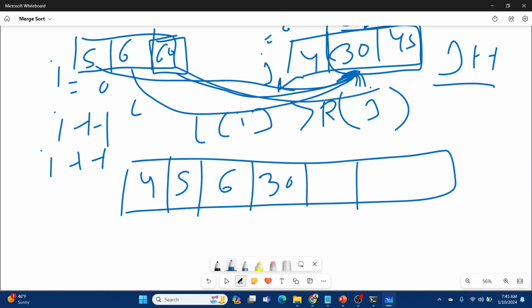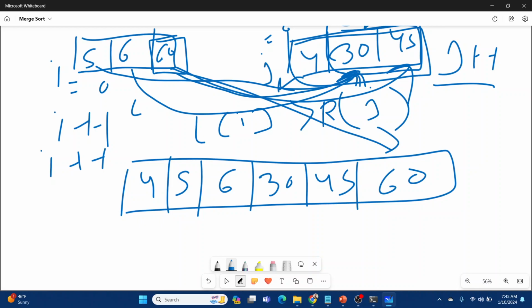Then 60 will be compared with 45, and 45 will come over here. This array is gone, the whole thing is shifted over here, and only one element is left, 60. So we will directly transfer 60 over here. So now the list is sorted: 4 5 6 30 45 60.